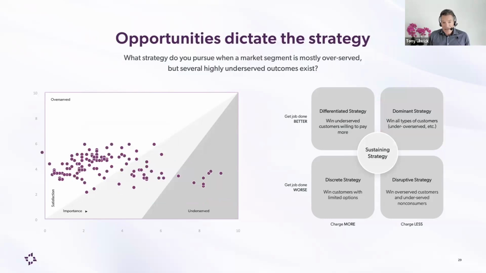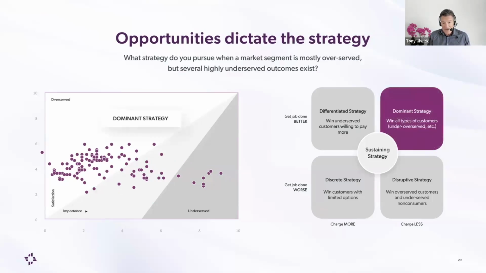Again, the data leads the way. This comes from an insurance project that we worked on, where a segment of the population looked like this, where there were some number of unmet needs where people wanted to get the job done better, and some set of overserved needs where they wanted to get the job done more cheaply. So the goal of the organization then became to pursue a dominant strategy that would do exactly that. Again, the opportunities are dictating what strategy you should go pursue. So you know where to create more value, you know where to reduce cost, you know how to pursue that strategy effectively.